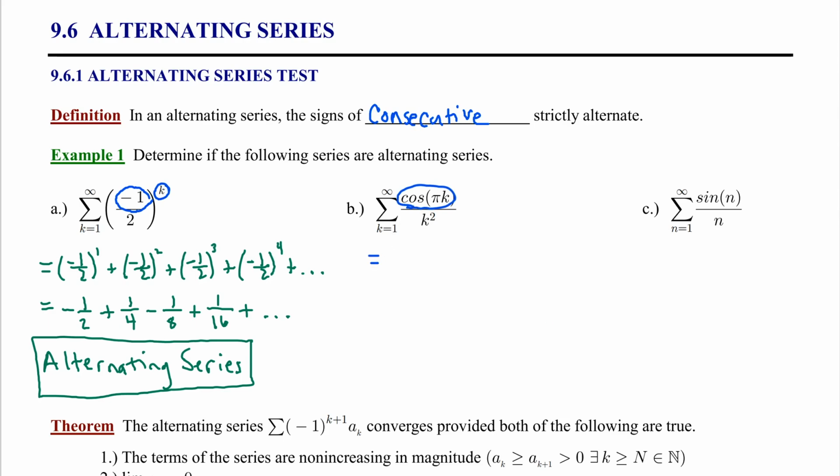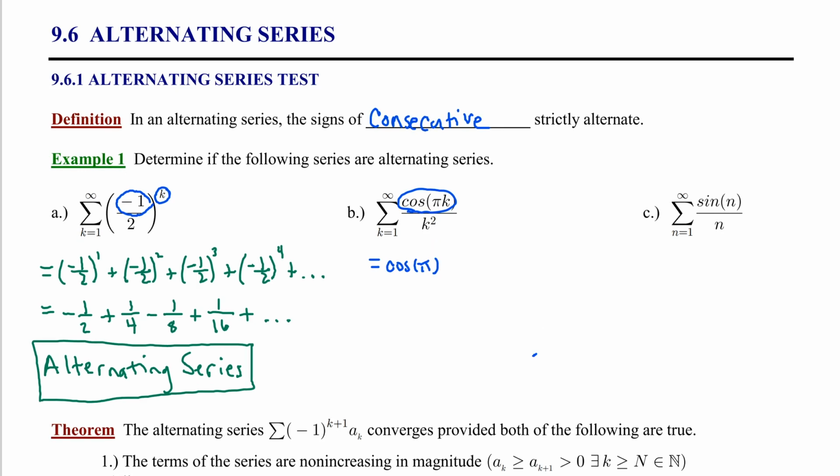If k is equal to 1, we have cosine of 1 pi divided by 1 squared, or just cosine of pi. For k equals 2, we have cosine of 2 pi divided by 2 squared, or 4. For k equals 3, we have cosine 3 pi over 3 squared, or 9. Let's do one more term. For k equal to 4, we have cosine of 4 pi divided by 16. And then this goes on and on and on.